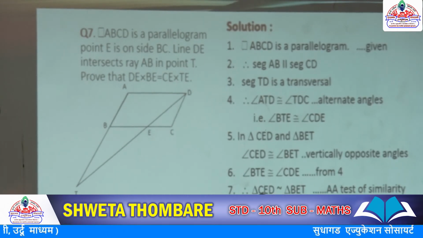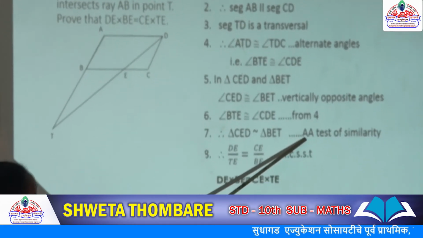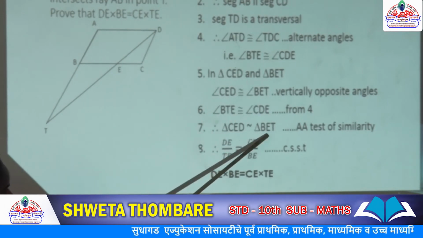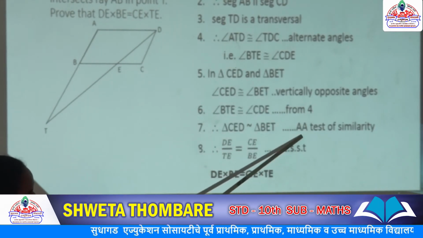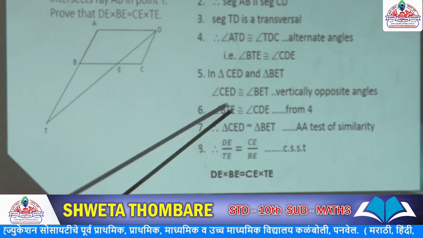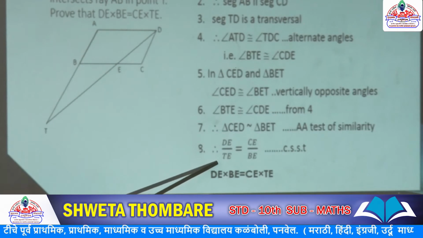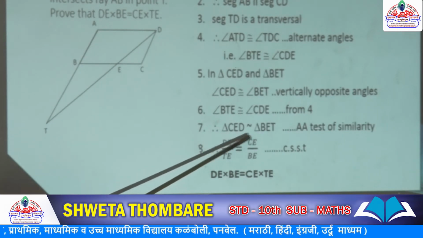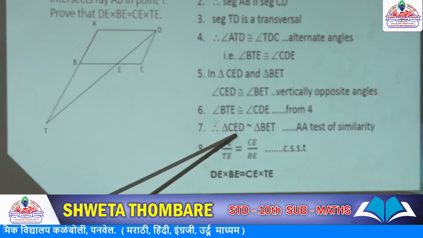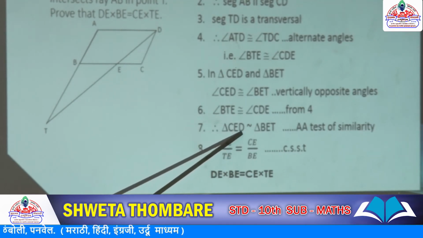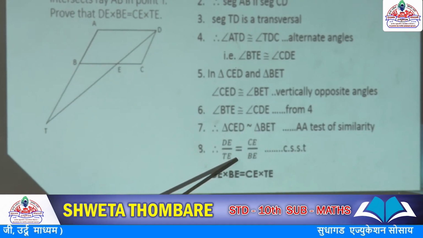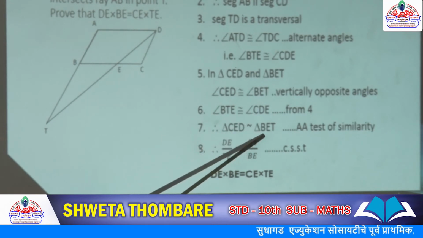By which test are they similar to each other? AA test of similarity. Okay, here 2 pairs of angles are congruent, therefore these 2 triangles are similar by the AA test of similarity. Now, as the 2 triangles are similar, we know that their corresponding sides are always in proportion. So write that their corresponding sides are in proportion. First ratio we can write like this. Here DE upon TE is equal to CE upon BE.